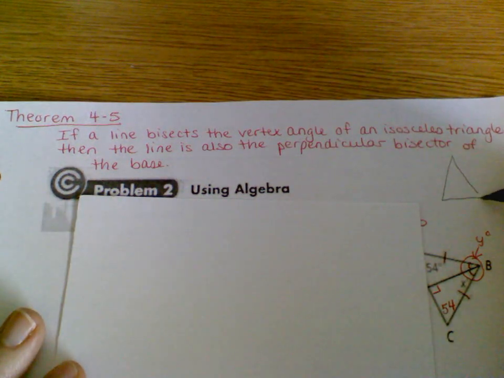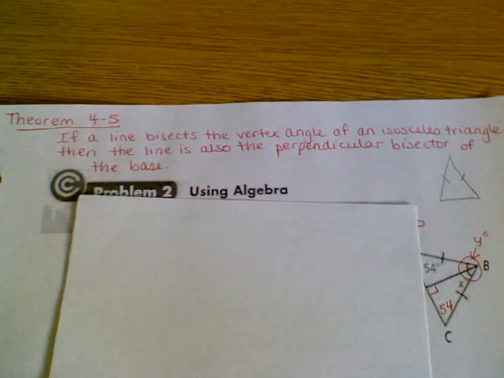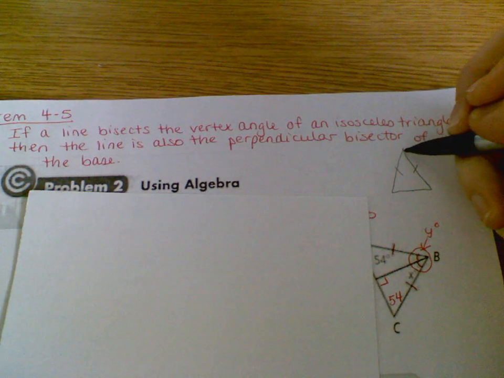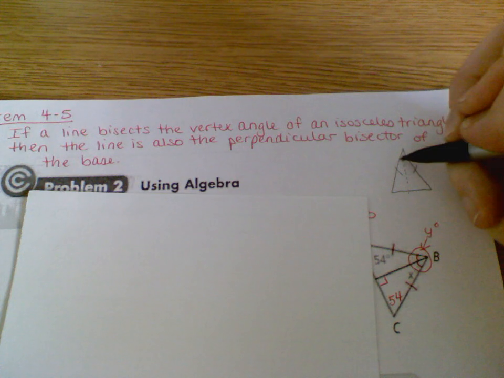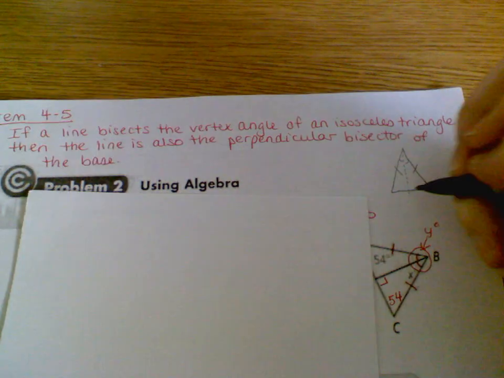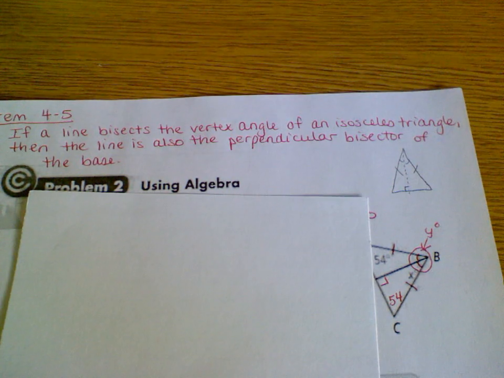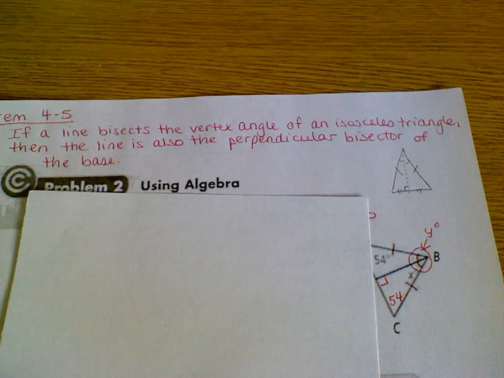So if this is my isosceles triangle and my vertex angle is at the top, so I have a line that bisects that angle, that means that these two are now congruent to each other. A perpendicular bisector means this is going to form 90 degrees, and then also these two pieces, these smaller segments, are now congruent to each other.